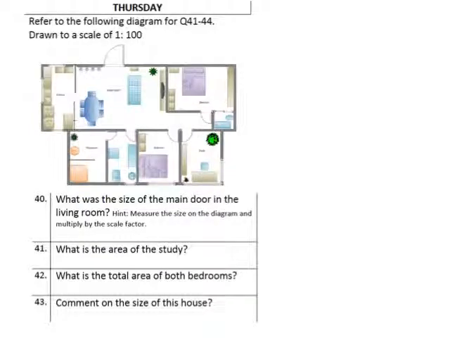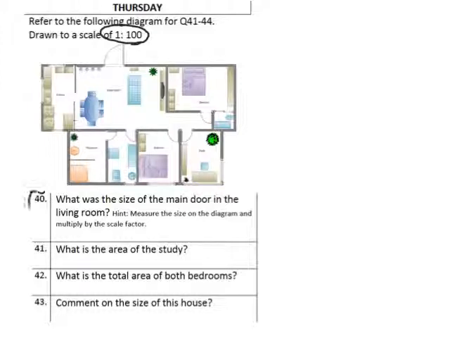Okay, welcome everyone. We're on to the Thursday section of the Term 3 homework sheet for week 6. And we're up to question 40, and we have to look at the picture of this scale drawing of a house plan. It says the scale is 1 to 100, and that's important to keep in mind because that means that everything in real life is 100 times bigger than everything on the little map here on the scale diagram.